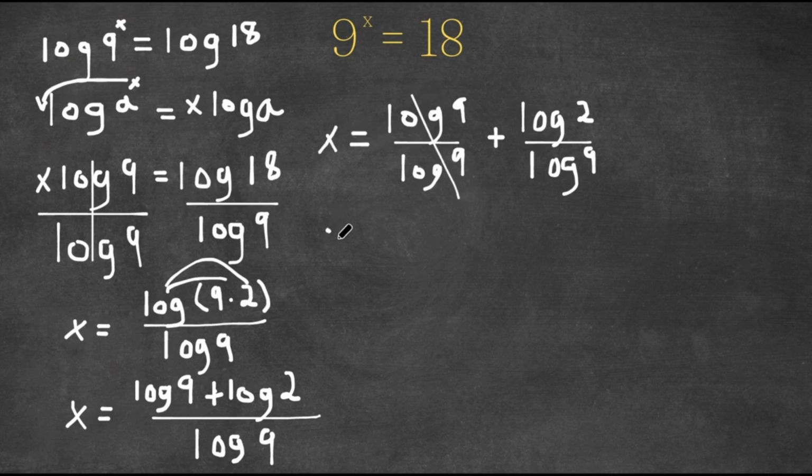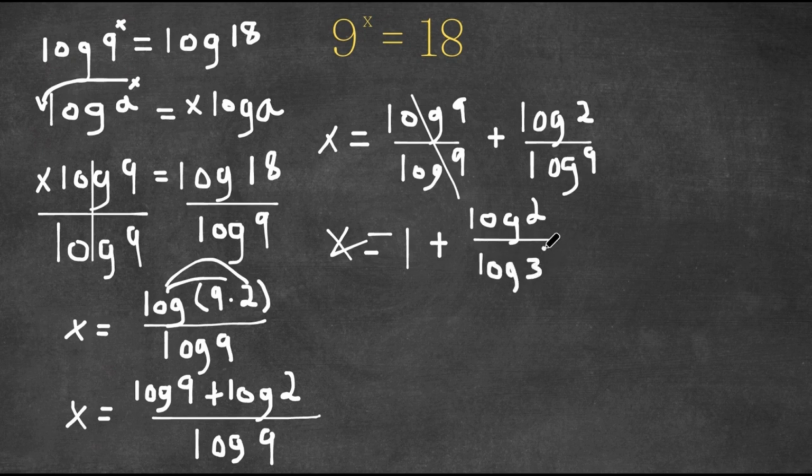Now these two cancel out, so we get x is equal to 1 plus log 2 over log, and I'm actually going to replace the 9 with 3 squared. Now remember, we're going to use the same property that we used over here, and I'm going to move the 2 to the front. So I'm actually going to move it right over here.